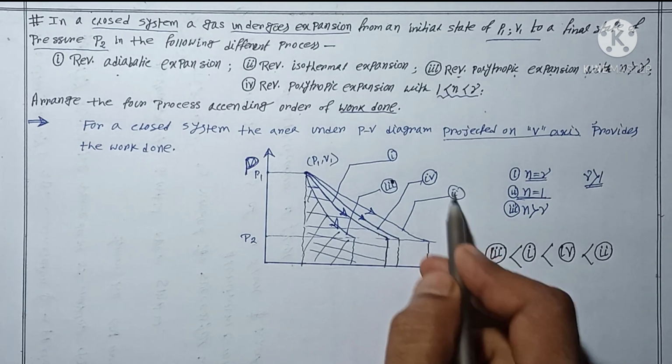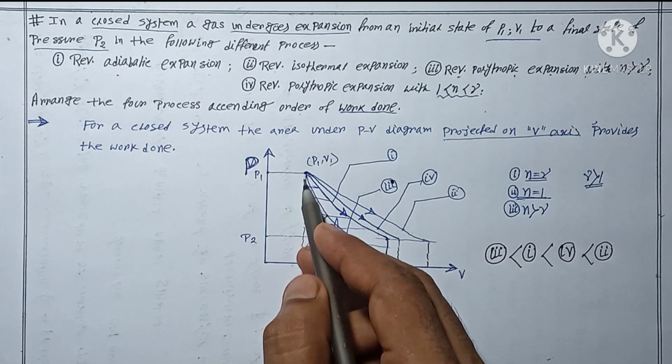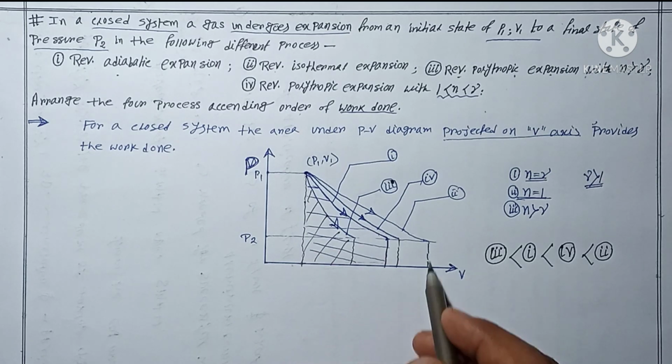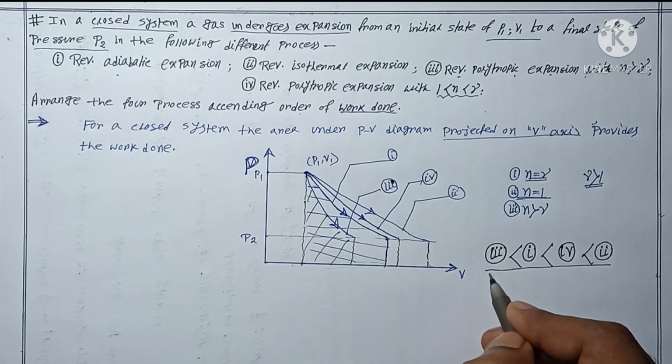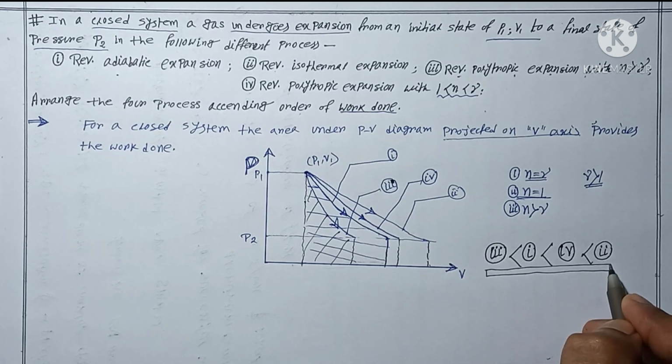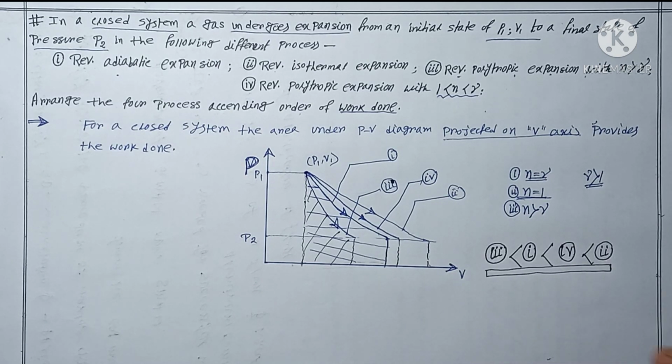During process number 2, this total area from here to here represents the work done. So we can say the work done under process 2 is more than any other. So I think the concept is clear.